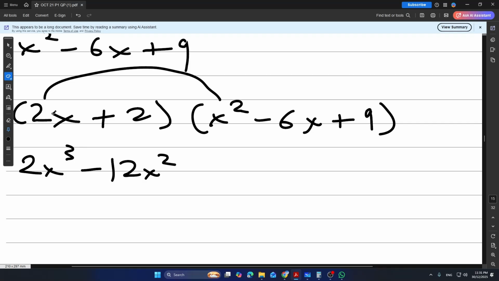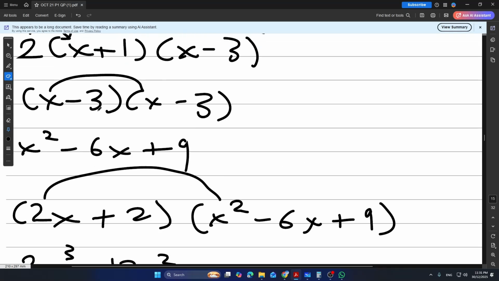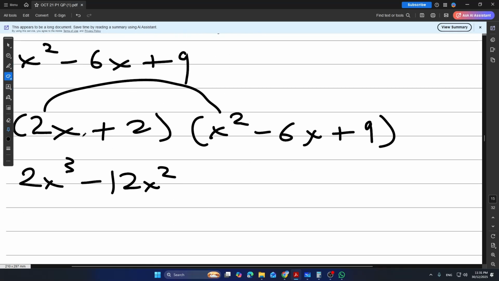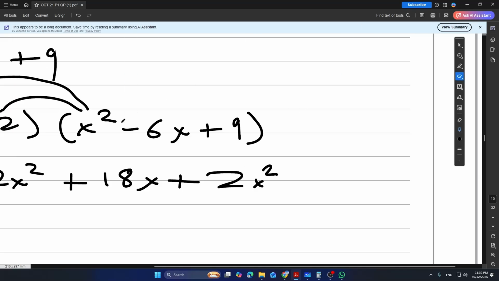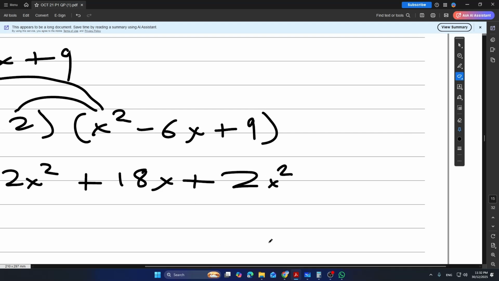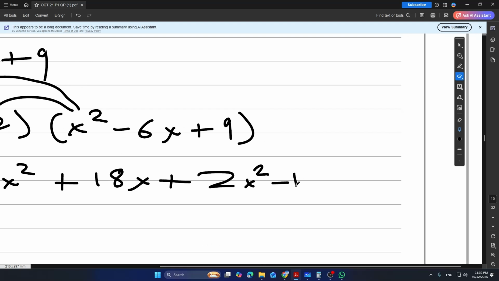And 2x times plus 9 is going to be plus 18x. And I extend with this one. 2 times positive x squared is going to be positive 2x squared. 2 times minus 6x is going to be minus 12x. And 2 times 9 is plus 18.